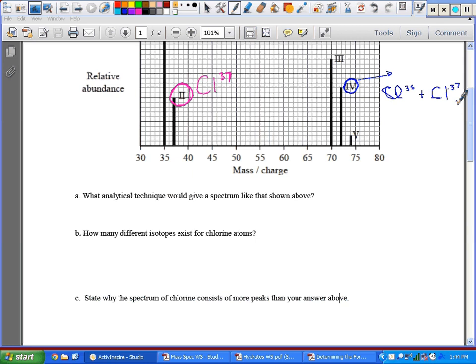What is a diatomic molecule? When 2 of the same things stick together. So we're going to pretend we stick a ping pong ball and a golf ball together. You with me? This one would be the 2 ping pong balls stuck together, so it'd be 35 and 35 stuck together, because 35 plus 35 is 70. This peak would be the ping pong ball plus the golf ball stuck together. And then the last peak would be 2 golf balls stuck together because they're the 2 heaviest, because 37 plus 37 is 74. Does that help?